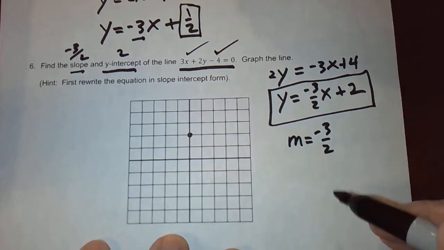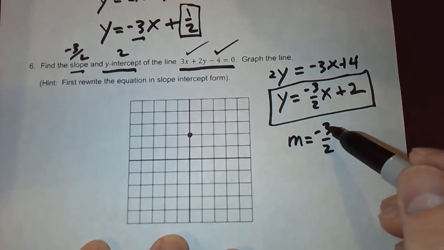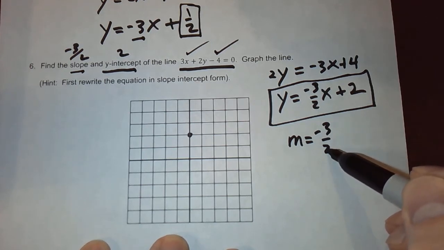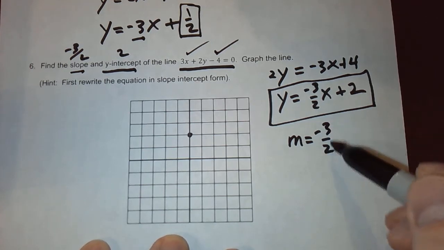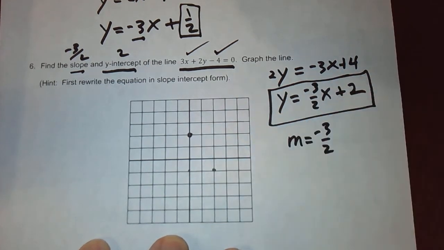Well, if you'll remember what slope means, it's rise over run. I go up or down depending on if this is positive or negative. And in this case, I'm going to go down 3 to the right 2. So down 3 to the right 2.